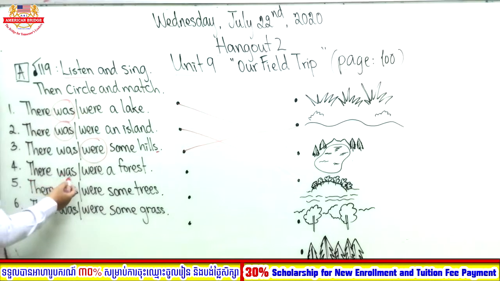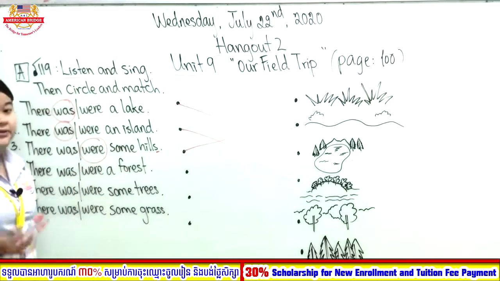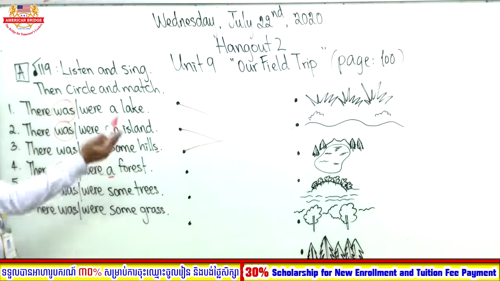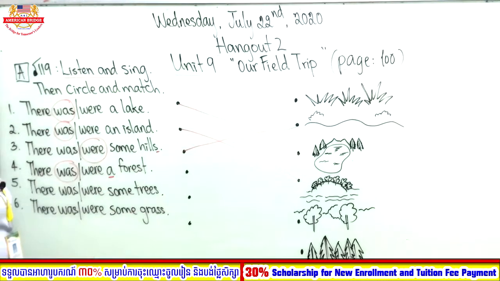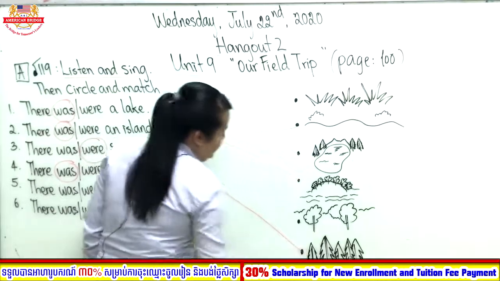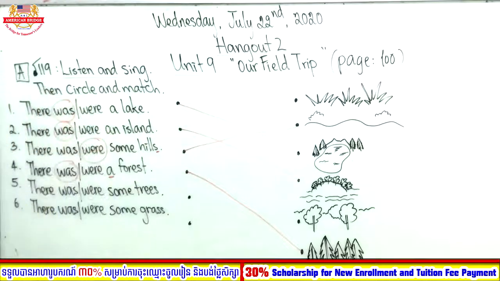There were or there was a forest. Great. So forest is just one, singular. So we need to use there was, right? Okay, so find where is the forest. Great. So the forest is the last one, right? Okay, so we need to match in here. Okay, so now let's move to another one.